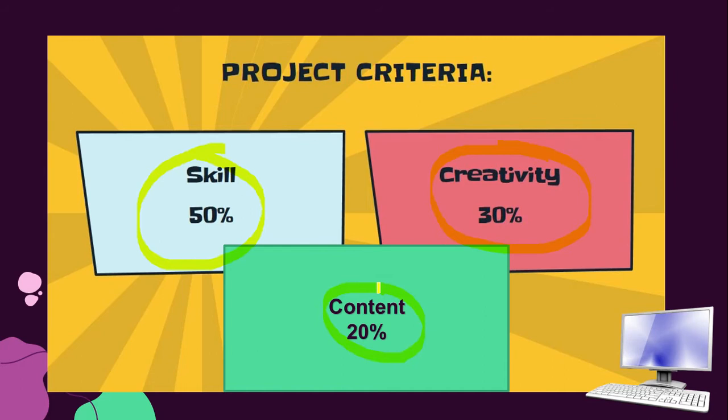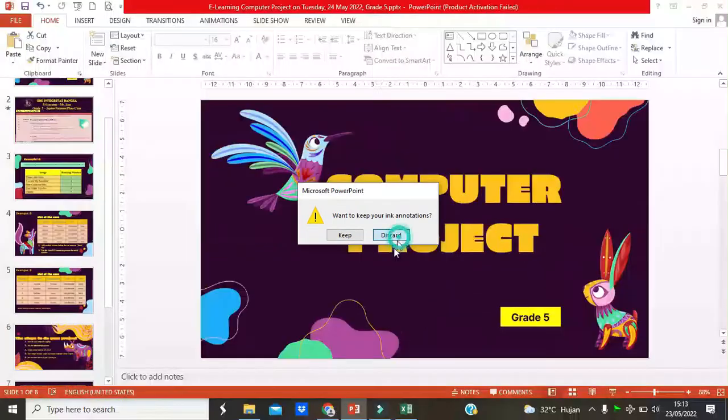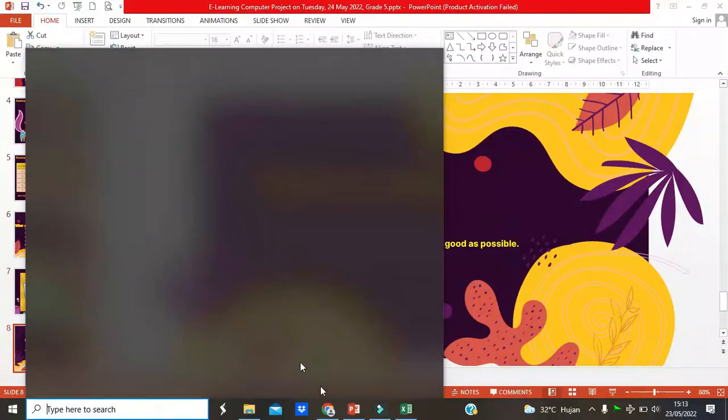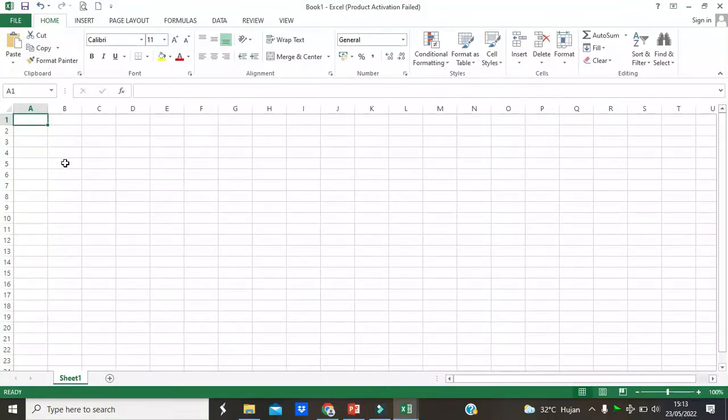Okay, students, I want to show you how to do your computer project. I open my Microsoft Excel. Okay, Excel. Just now we have two sheets. We can double click the sheet and make A, and we add a new sheet. Click this one, then double click and make B.